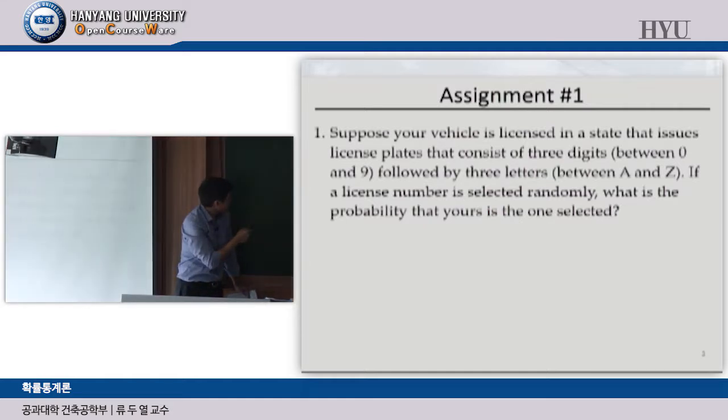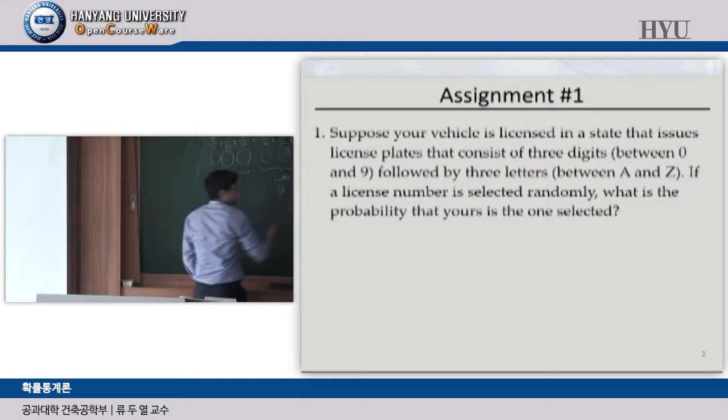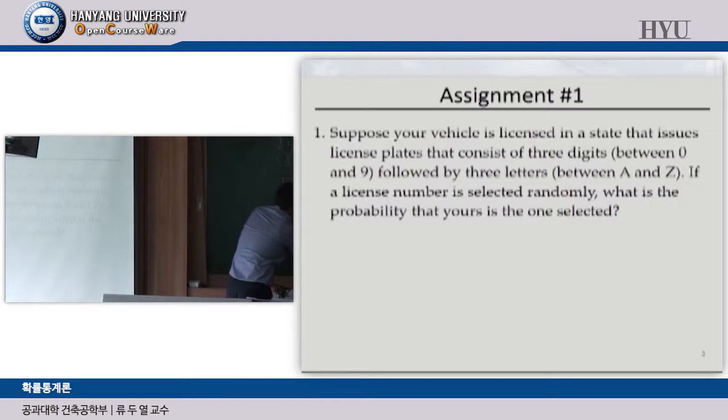And these 6 parts should be connected as AND condition, right? Because we have to find just one license plate. So the probability will be 1 over 10 to the third power multiplied by 26 to the third power. So this will be 5.7 multiplied by 10 to the minus 8th power. That is the probability, so that is the answer for the first question.